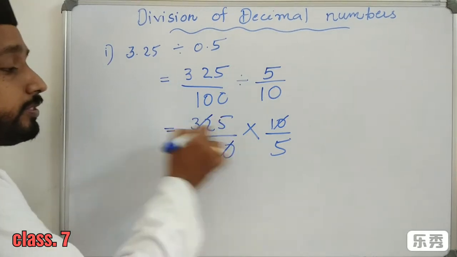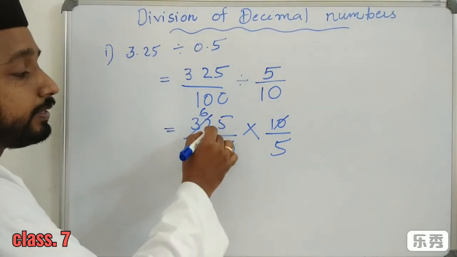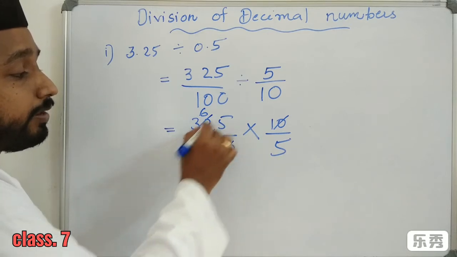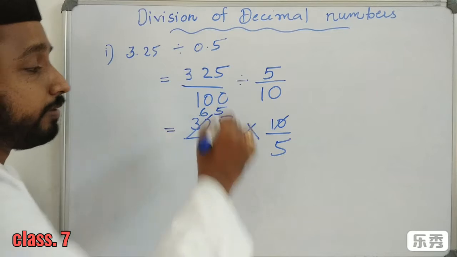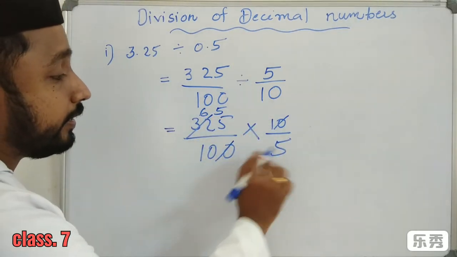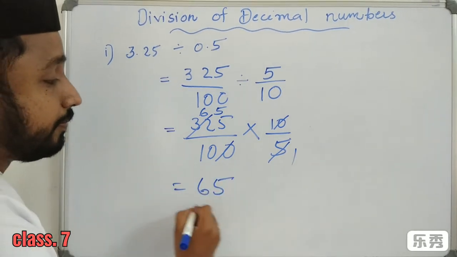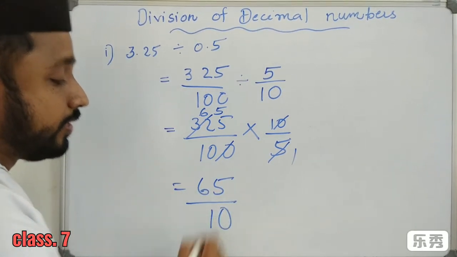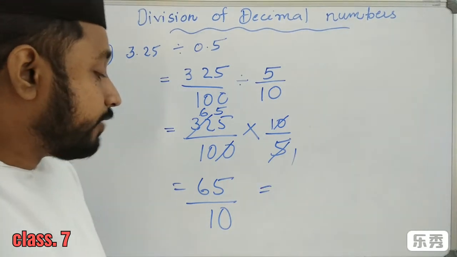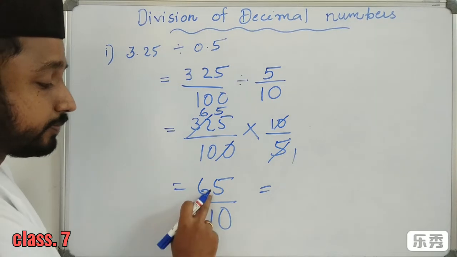Here 5 and 325. 5 into 32, 6 times, 6 into 5 is 30, remainder 2, then 25. 5 into 25 is 5, so we will get 65. So 65 into 1 by 10 into 1, that is 65 by 10, which is equal to 65 by 10.